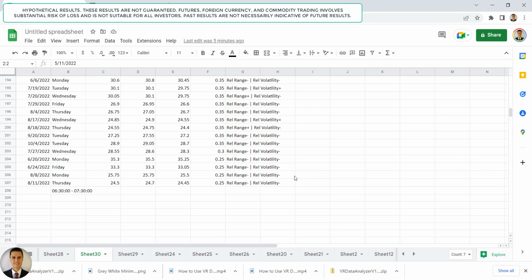So you have to do an apples-to-apples comparison when it comes to the data so that you get a more reasonable outcome from the analysis that you run. And so you want to find similar days. Okay, so you have a Monday here and a Monday here. They're both at a 0.25 difference, and you'll notice that the relative range and the relative volatility are both negative.